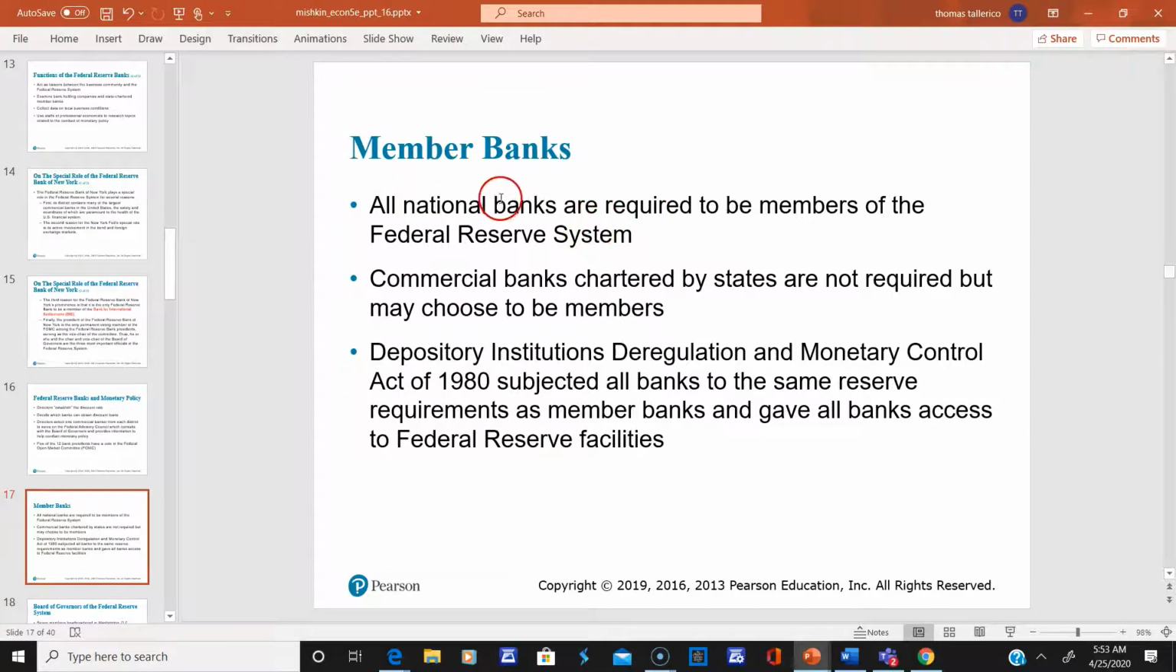So any national bank must be a member of the Federal Reserve System. Commercial banks chartered by states are not required but may choose to be members. And the Depository Institution Deregulation and Monetary Control Act of 1980 subjected all banks to the same reserve requirements as member banks and gave all banks access to Federal Reserve facilities.